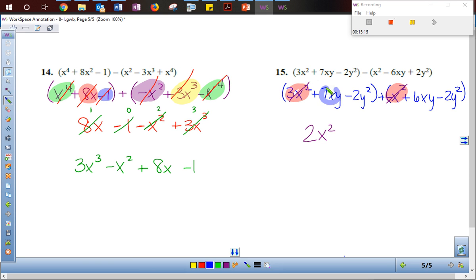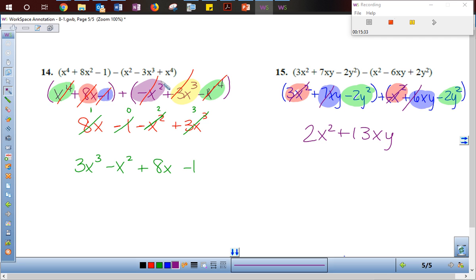Then I have a 7xy. So here I have a 6xy I can add it to, and I'm left with 13xy. Finally, I see that I have a negative 2y squared and a negative 2y squared. They're the same, but unlike number 14, they have the same sign, so I have to combine them to get a negative 4y squared. Finally, let's make sure it's in standard form. This has a degree of 2, a degree of 2, and a degree of 2, so we're okay.